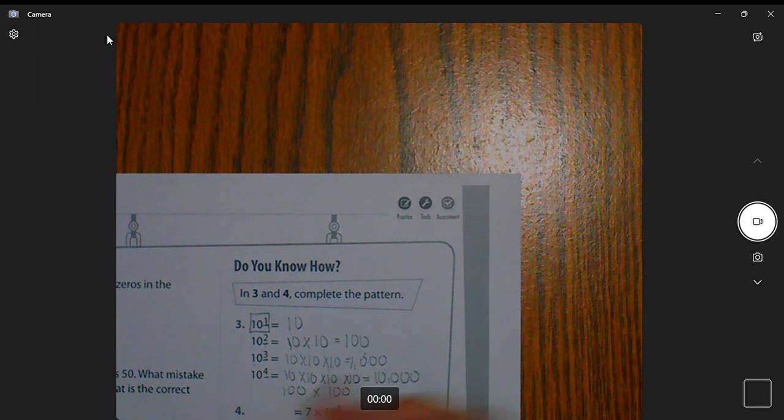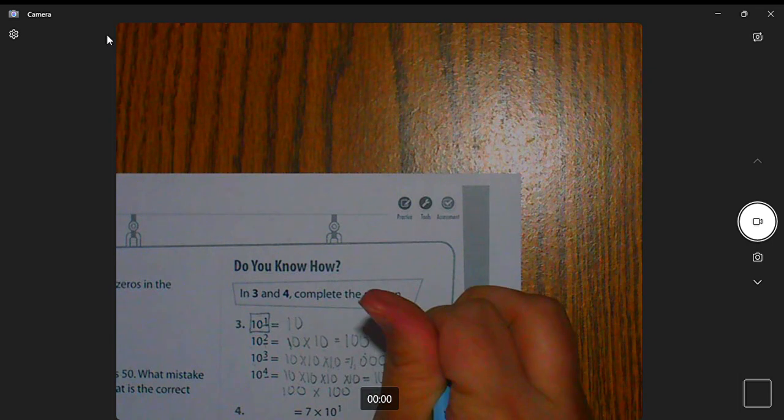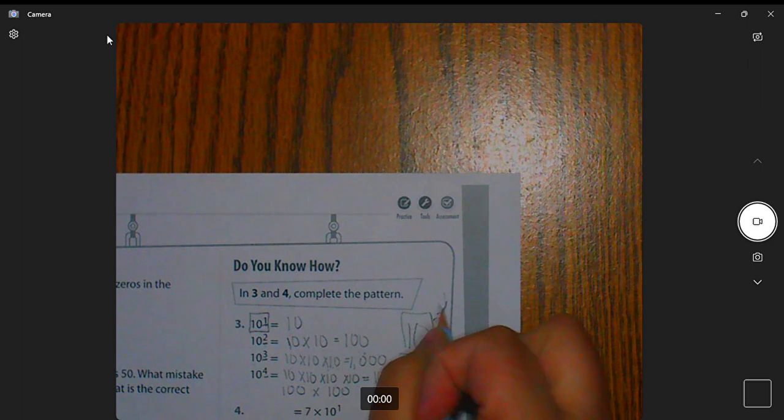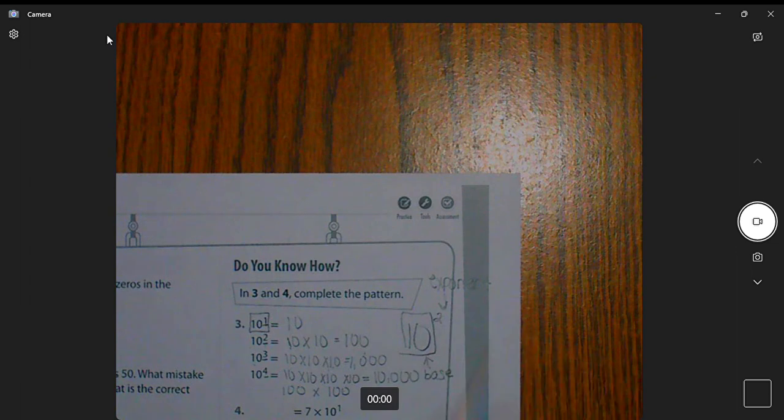And the base is simply the number that the exponent is attached to. So, if I know I have 2 zeros, I have a 1 and 2 zeros because 10 starts with 1.